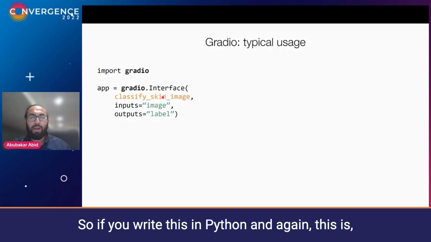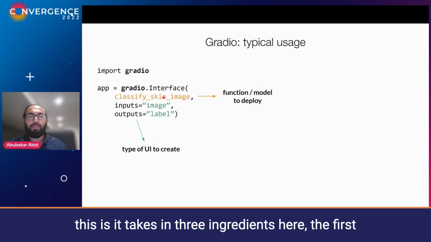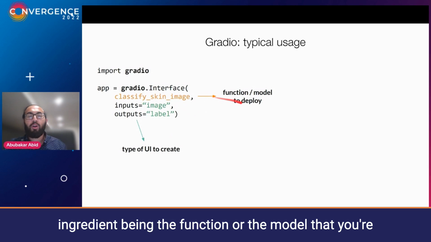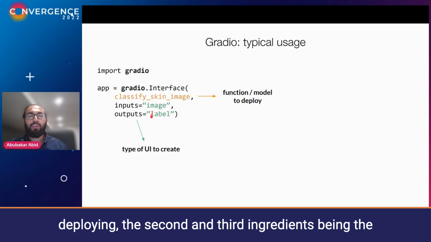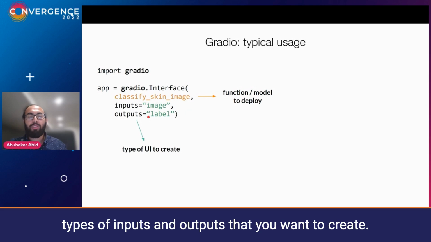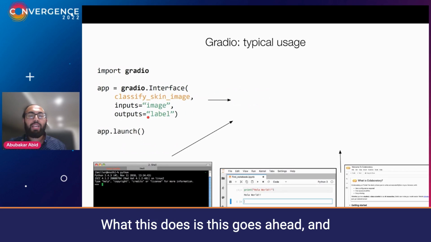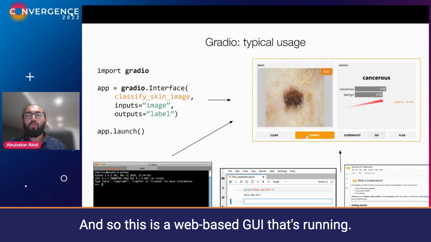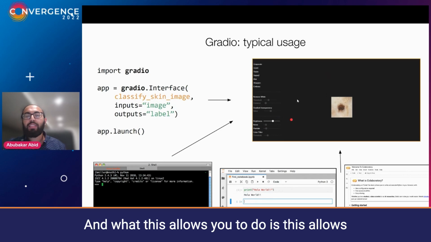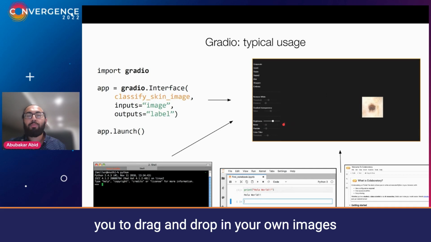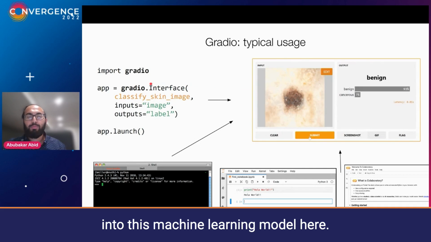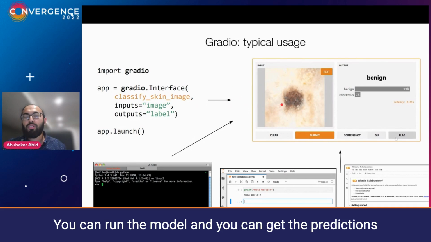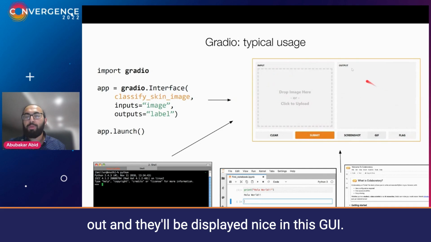So if we write this in Python, and again, it takes in 3 ingredients here. The first ingredient being the function or the model that you're deploying. The second and third ingredients being the types of inputs and outputs that you want to create. What this does is it goes ahead and creates this little GUI here for you. And this is a web-based GUI that's running. And what this allows you to do is drag and drop your own images into this machine learning model here. You can run the model and you can get the predictions out, and it'll be displayed nicely in this GUI.